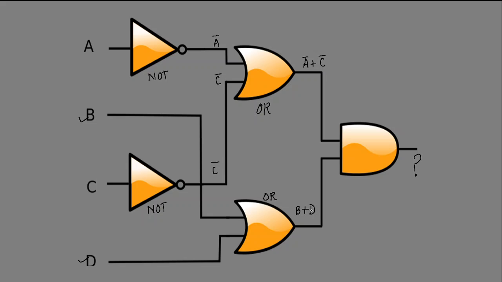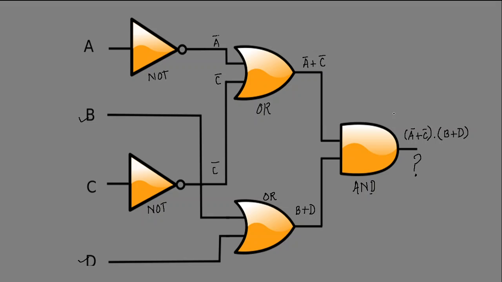So the first input is B, the second input is D, so B plus D is the output of this OR gate. Now the outputs of the OR gates will be acting as inputs to this AND gate, and the AND gate says that if there are two inputs, then place a dot sign between the two inputs. Here the two inputs are not a single variable; two variables are present. So I am writing down the first input inside the first bracket, that is A complement plus C complement, dot. Now the second input is also another expression, which is B plus D.